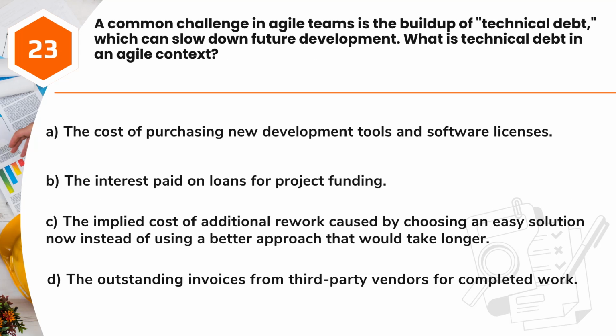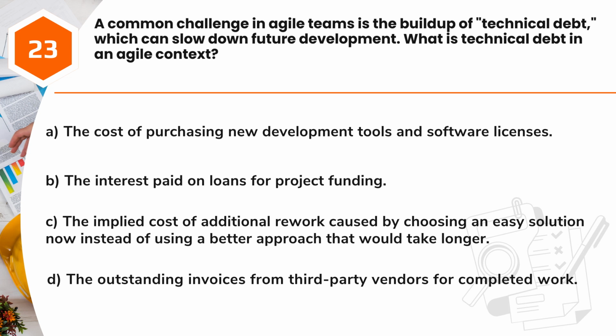Question 23. A common challenge in agile teams is the buildup of technical debt, which can slow down future development. What is technical debt in an agile context? A. The cost of purchasing new development tools and software licenses. B. The interest paid on loans for project funding. C. The implied cost of additional rework caused by choosing an easy solution now instead of using a better approach that would take longer. D. The outstanding invoices from third-party vendors for completed work.